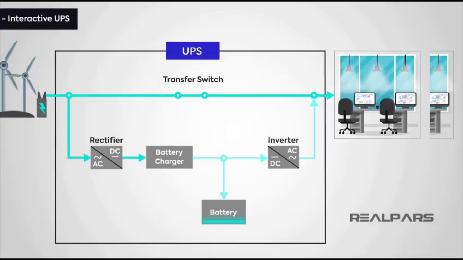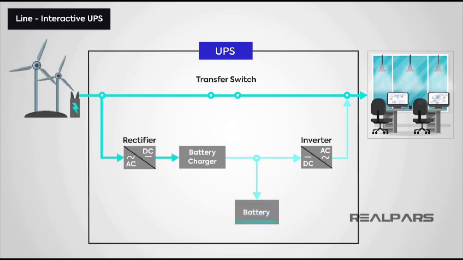Third, line interactive UPS. In this design, the battery to AC power converter is always connected to the output of the UPS. Battery charging is done during the times when the input AC power is normal. When the input AC fails, the transfer switch opens and the inverter starts functioning to provide power to the load immediately.